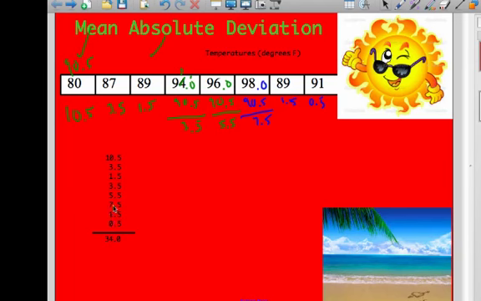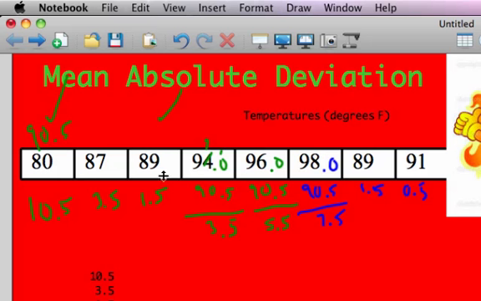34, we're going to divide this by 8 since we found the difference of these numbers from 90.5 and there was 8 numbers there.